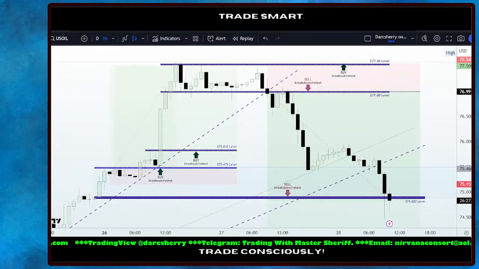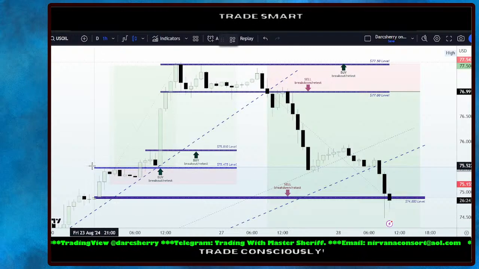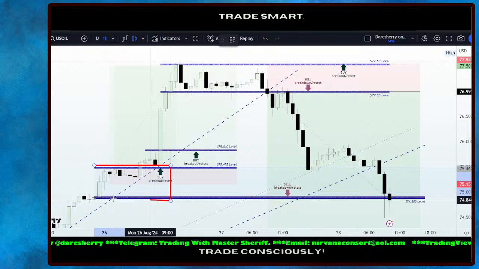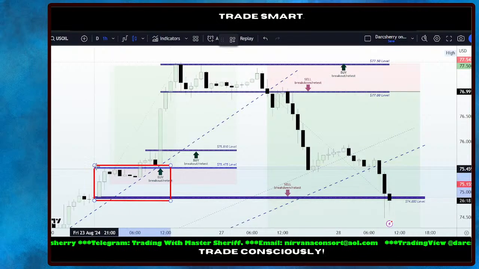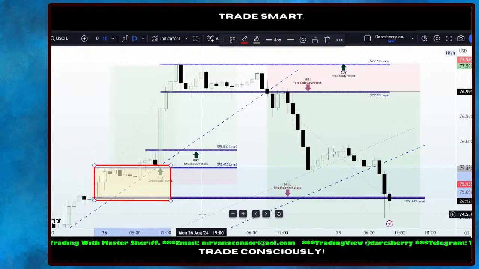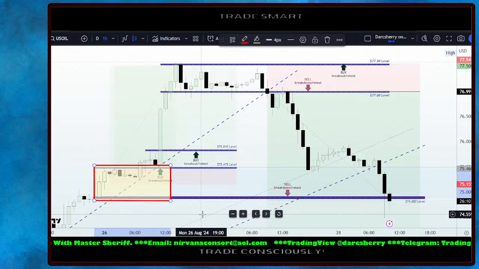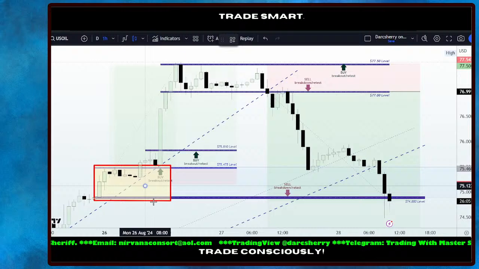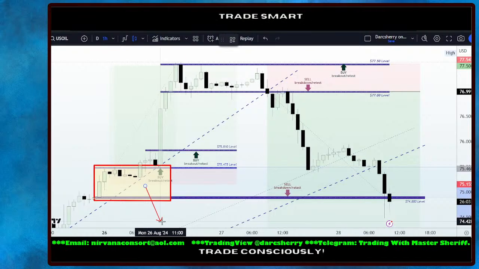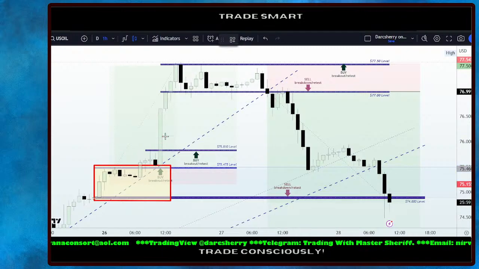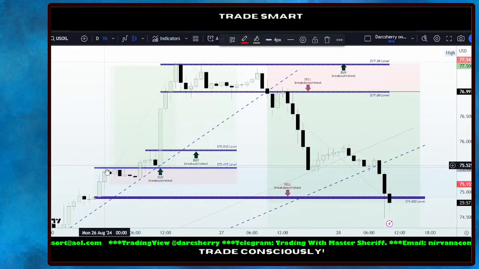So remember, at the beginning of the week we had this range bound structure where price was confined within the $75.48 and the $74.80 area. And of course, you know how we treat our range bound structures. Whenever we identify them, we wait patiently for price to give us a signal, either in the form of a breakdown of the support line to give us an opportunity to sell, or a breakout of the resistance line to give us an opportunity to buy.